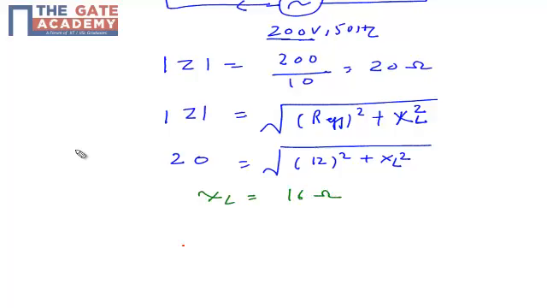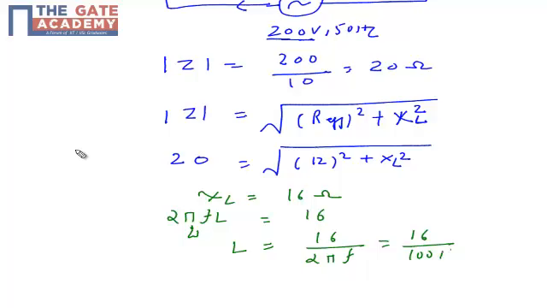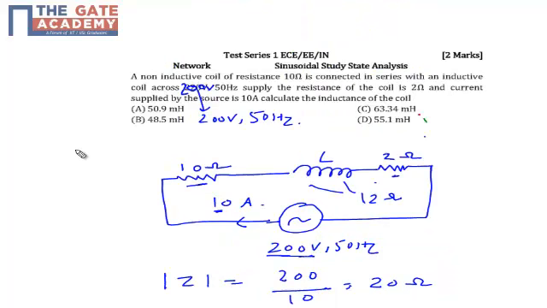XL is nothing but 2 pi FL, because XL is omega L, and omega is 2 pi F. So XL is 2 pi FL, which is 16. So I can get my L as 16 upon 2 pi F. In the problem it is given that frequency is equal to 50. If I put the value of 50 here, so 100 pi. So my effective L is 50.9 millihenry. Value of inductance of the inductive coil is 50.9 millihenry.